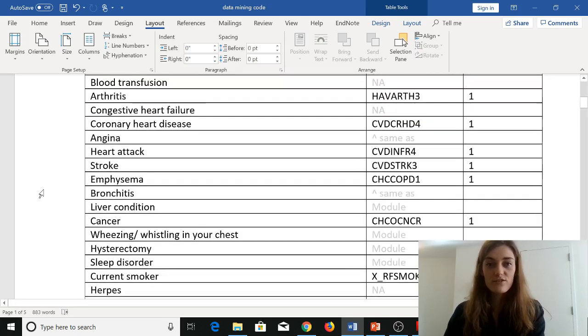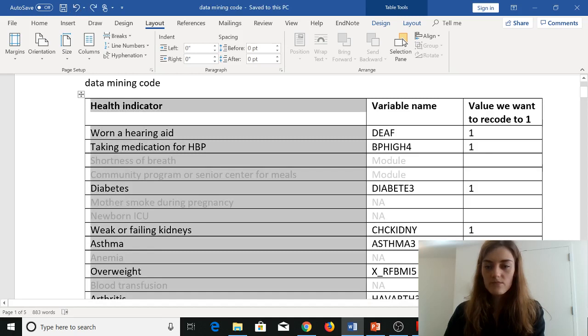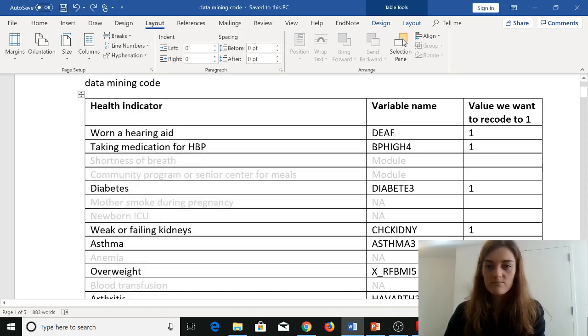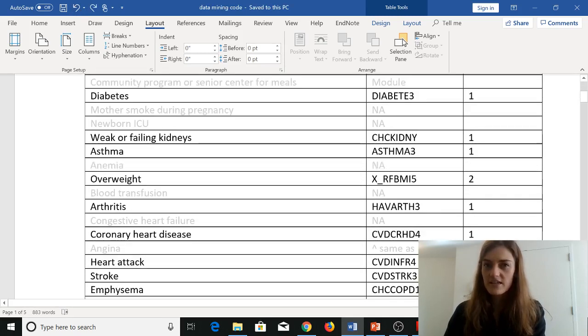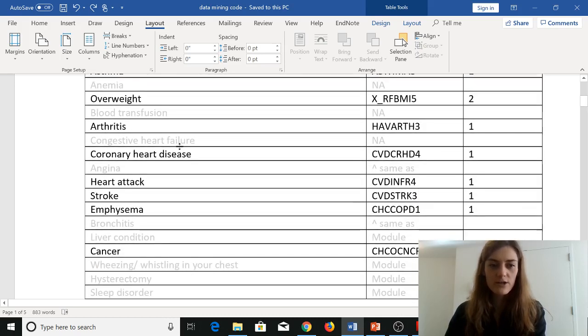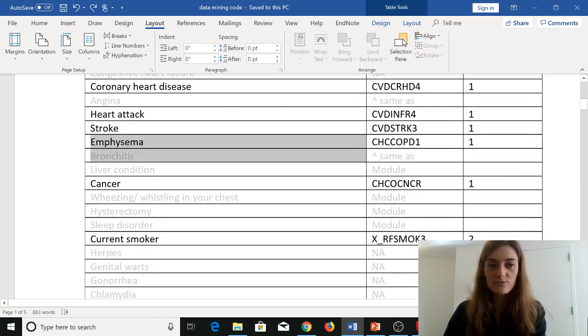So the ones that I could find matches for in BRFSS are in this column. So we end up with the variable describing somebody who's deaf, high blood pressure, diabetes, chronic kidney disease, asthma, obesity, having arthritis. These two, congestive heart failure and coronary heart disease, are asked in the same question in BRFSS, so I just grouped them together. And actually, I misspoke. It's coronary heart disease and angina. So these two. Heart attack, stroke, emphysema, which is also in the BRFSS survey, is grouped together with bronchitis. So we're just looking at the one.